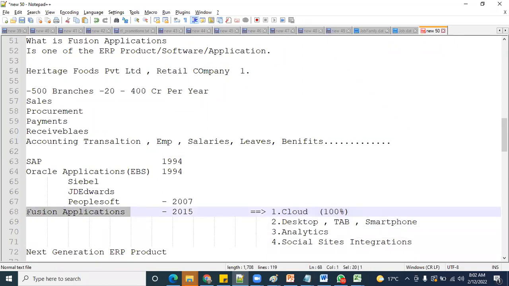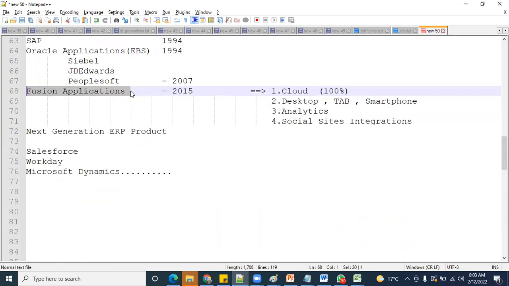But Fusion Applications has excellent tools: cloud, desktop, access to mobility and analytics, and social site integrations. So we call this a next generation ERP product. Oracle says this is a next generation ERP product. If any client wants to maintain their complete business transactions like financials, accounts, reports, procurement, sales, and HR data, then they can use the ERP product. So Fusion Applications is the best ERP product available in the market right now, and in future also.